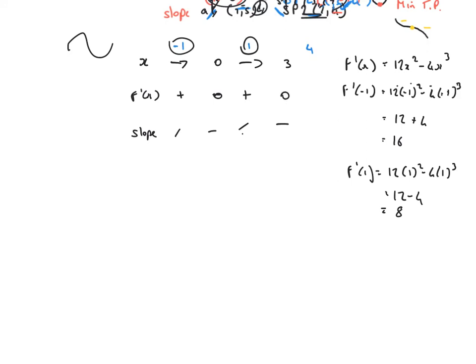Okay, what about x equals 4? So put it into the gradient function, f dash 4, 12 lots of 4 squared minus 4 lots of 4 cubed. Okay, 4 squared is 16, 16 times 12, that's 192. 4 cubed is 64, 64 times 4 is 256. And that will give me minus 64. That is a negative result. Curve is going down.